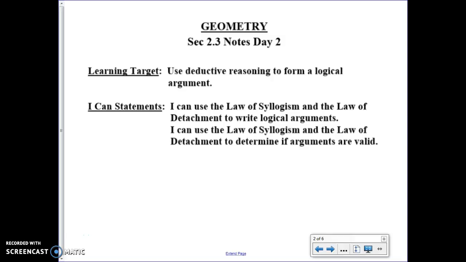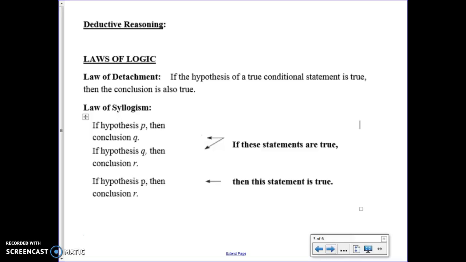Hey guys, today we are getting into a continuation from our 2.1 to 2.3 notes that we did, talking about deductive reasoning and specific types of deductive reasoning. So we're going to learn about two different laws of logic. Remember when we talked about before, deductive reasoning uses facts and definitions to make a conclusion.